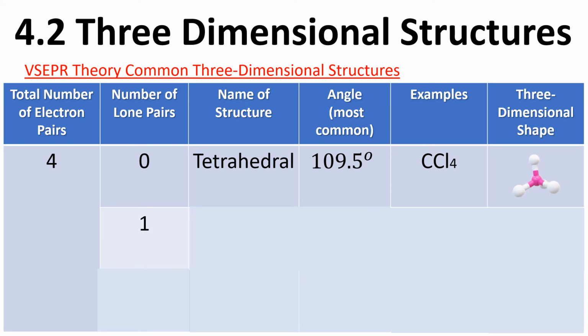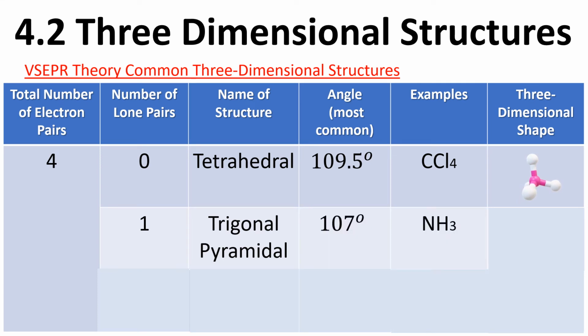Now we can also have something with 1 lone pair. This is a trigonal pyramidal, 107 degrees, and ammonia is a good example. So that 1 lone pair has now caused our molecule to be sort of a flat thing we've got going on here now.